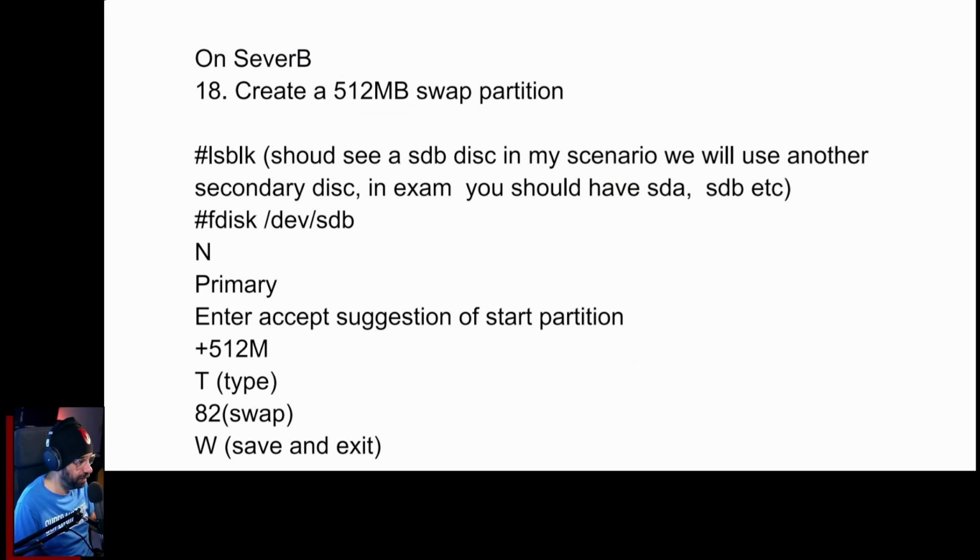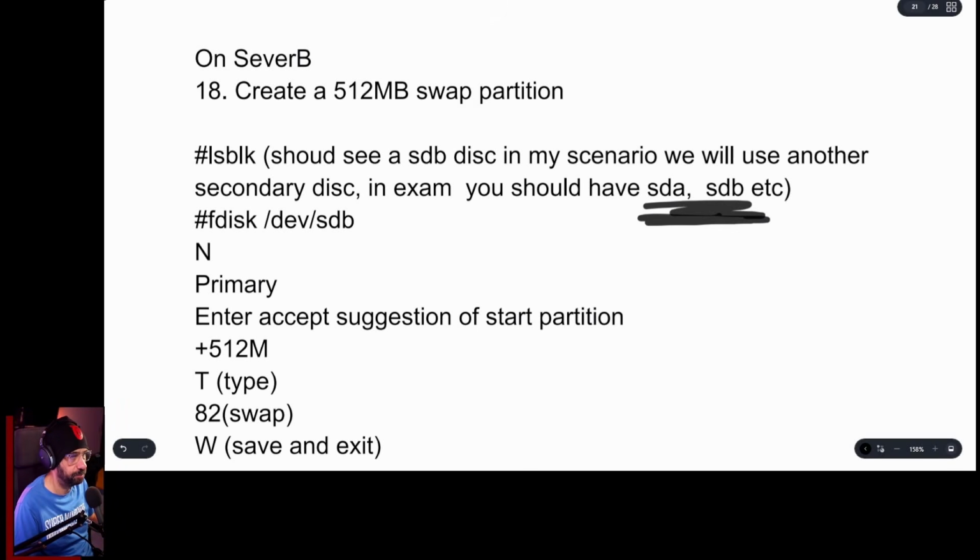So on server B, create a 512 megabyte swap partition. Okay, that's all they ask. That's all they want, which is fine. Okay, so let me see what disks I have.